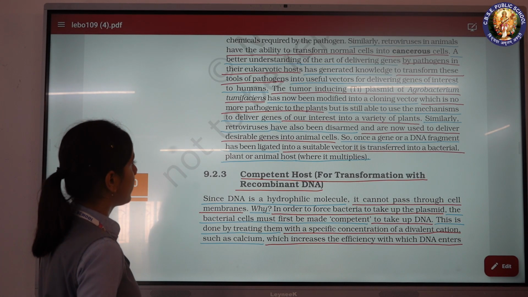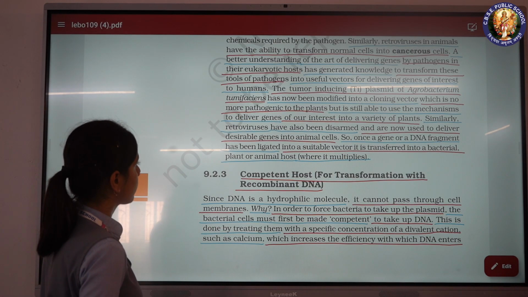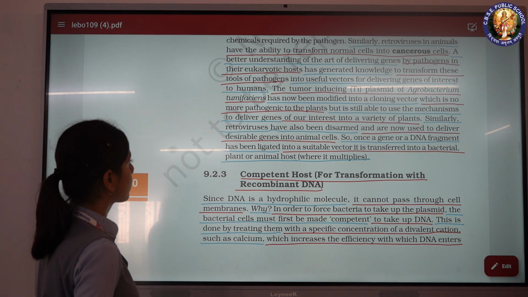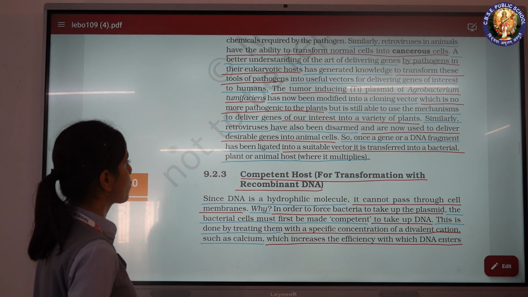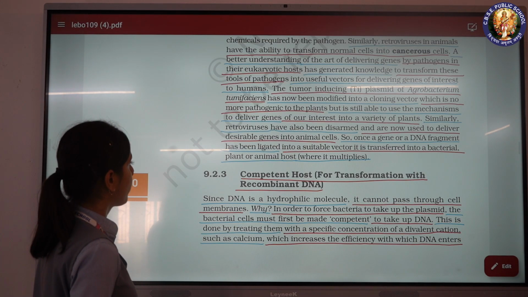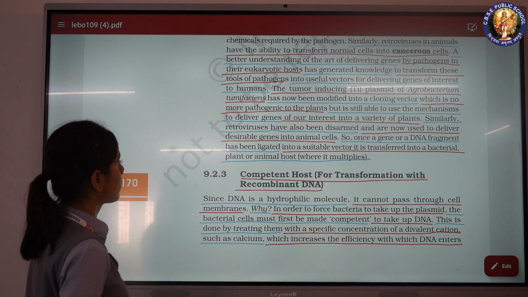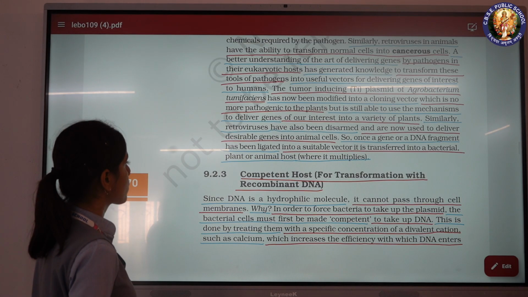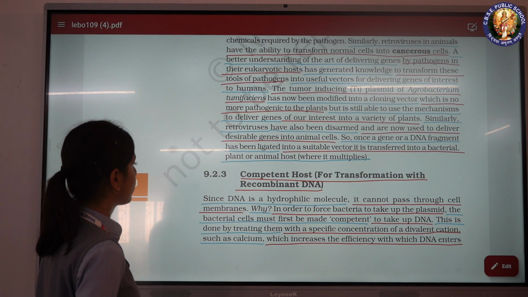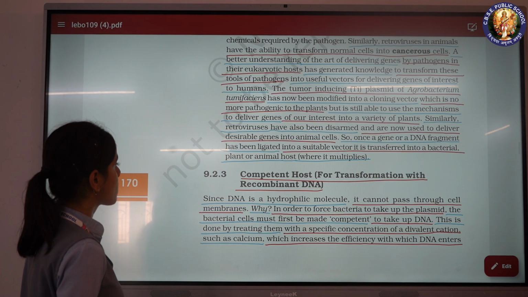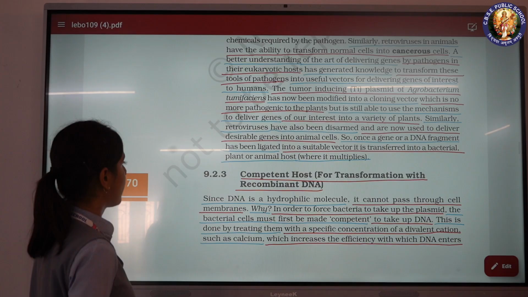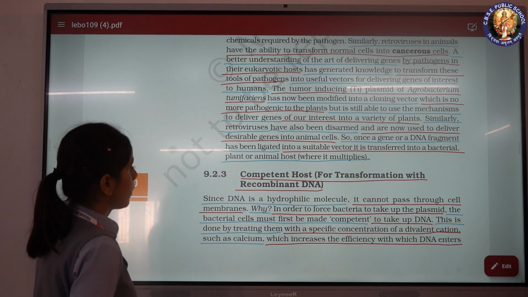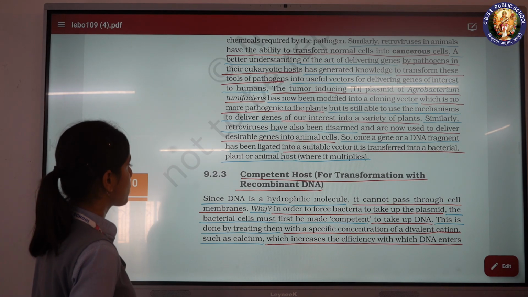So once a gene or a DNA fragment has been ligated into a suitable vector, it is transferred into a bacterial, plant or animal host where it multiplies. Competent host for transformation with recombinant DNA. Since DNA is a hydrophilic molecule, it cannot pass through cell membranes.